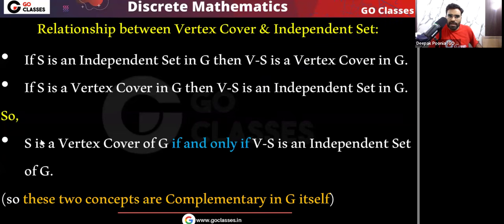Or I can say that S is an independent set in the graph G if and only if the remaining vertices V minus S is a vertex cover in the graph G. So you can see these two concepts, vertex cover and independent set, are basically complementary in the graph G itself. It means if S is an independent set, then the remaining vertices are a vertex cover. If S is a vertex cover, then the remaining vertices are an independent set.